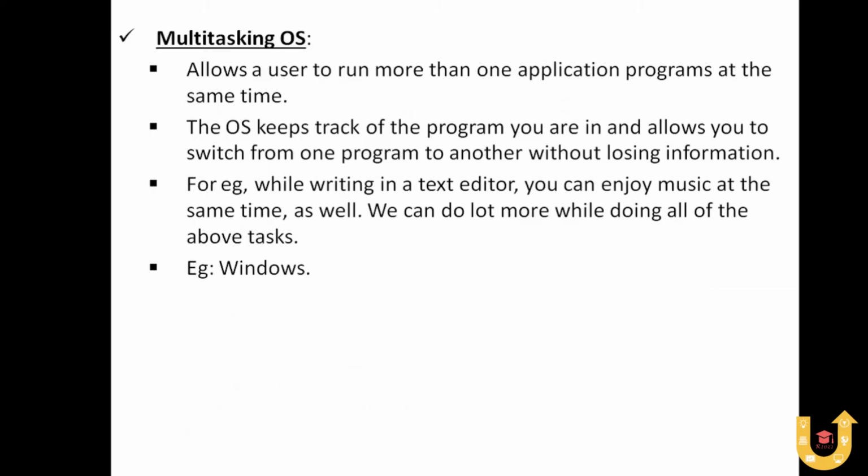Multitasking OS allows a user to run multiple application programs simultaneously. The OS keeps track of the program you are in and allows you to switch from one program to another without information loss. For example, while writing in a text editor, you can enjoy music at the same time as well. We can do a lot more while doing all this. For example, Windows.